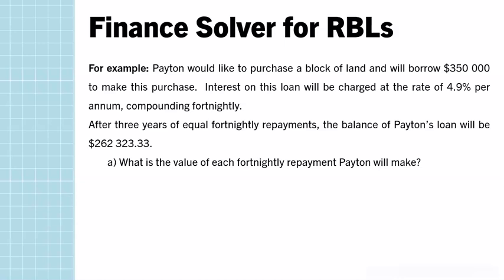So here we have Peyton would like to purchase a block of land and will borrow $350,000 to make this purchase. The interest on this loan will be charged at a rate of 4.9% per annum, compounding fortnightly. After 3 equal fortnightly payments, the balance of Peyton's loan will be $262,323.33. We're asked to find what is the value of the fortnightly repayment that Peyton must make.